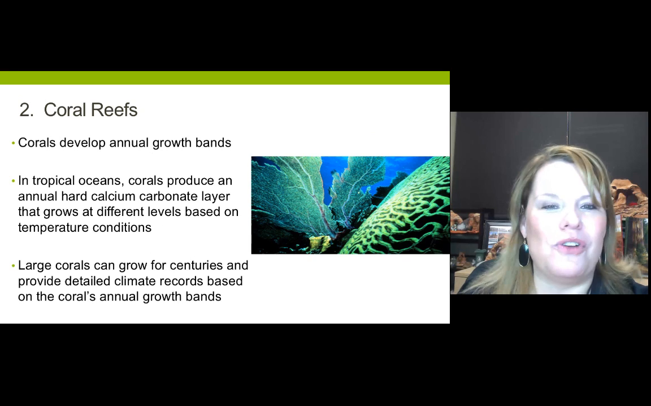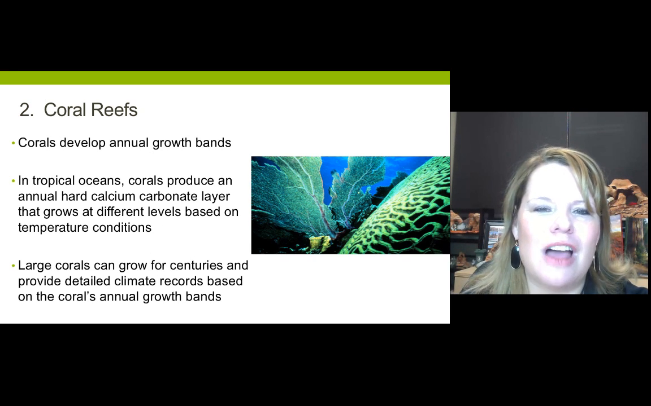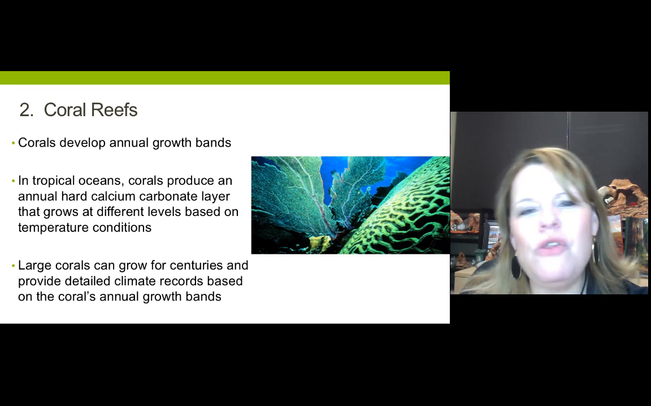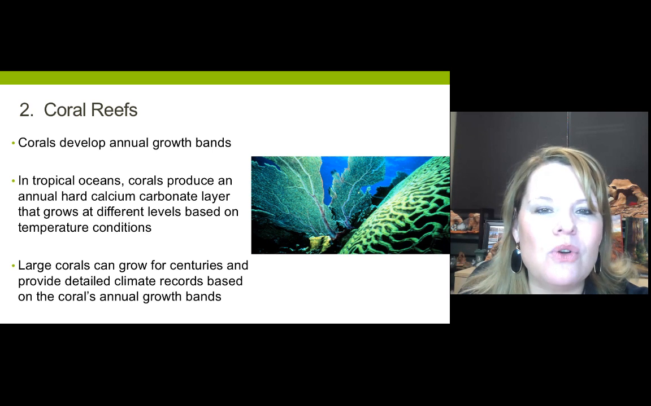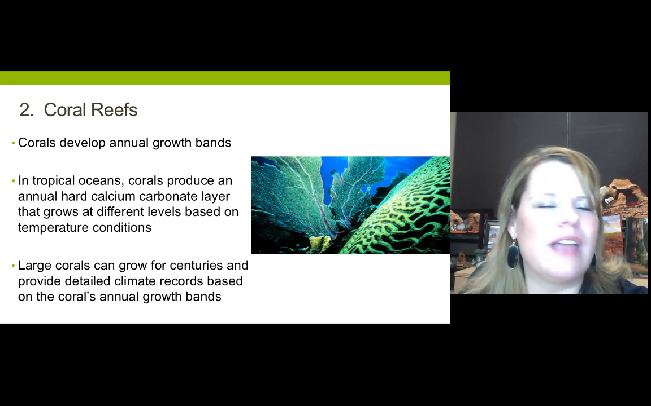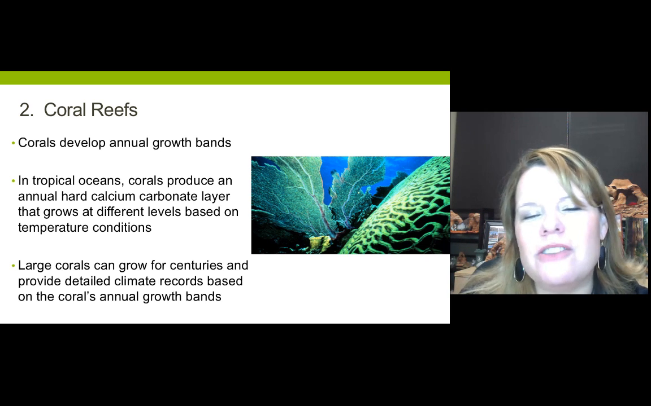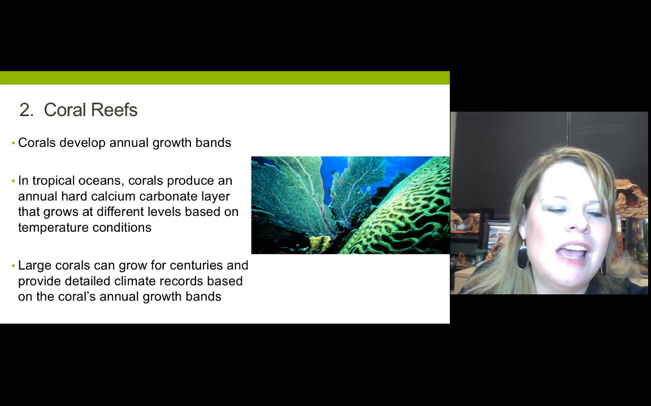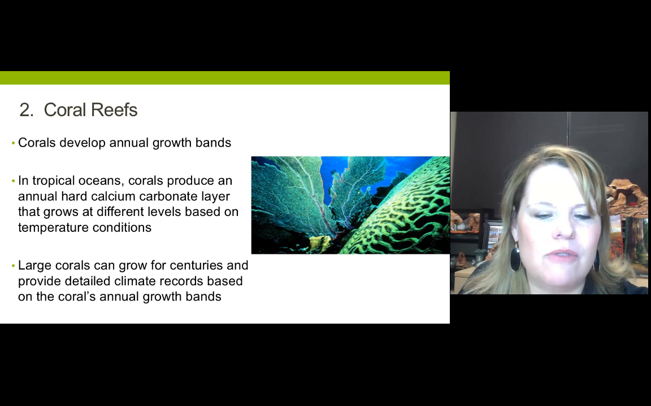So it's important. Coral reefs develop annual growth rings, much like a tree does. These growth bands actually get bigger when you have better living conditions. So in tropical oceans, corals produce an annual hard calcium carbonate layer, aka calcite, which is limestone, and they grow at different levels based on temperature conditions. Large corals can grow for centuries and provide very detailed climate records based on the coral's annual growth bands.